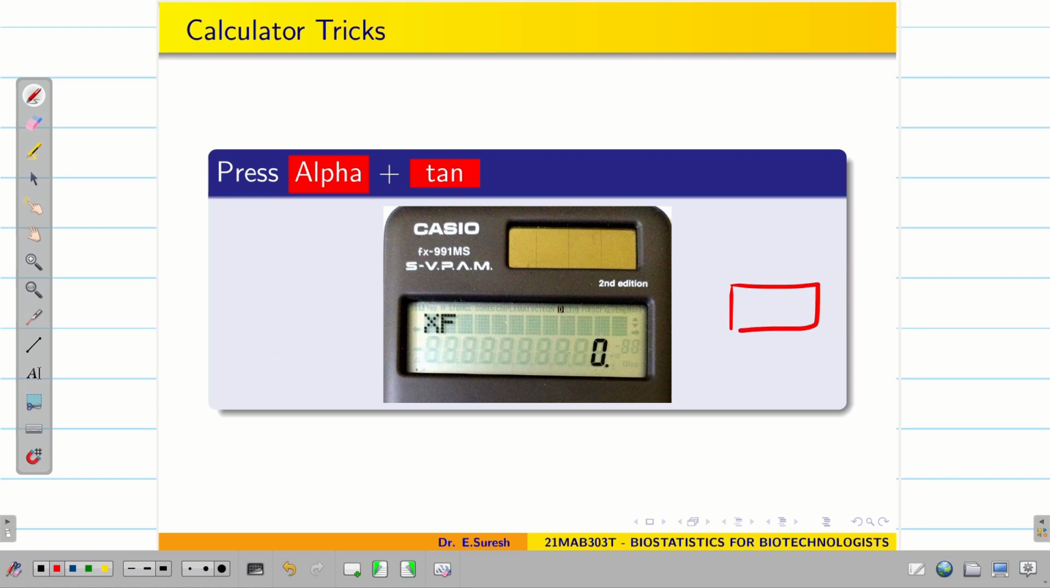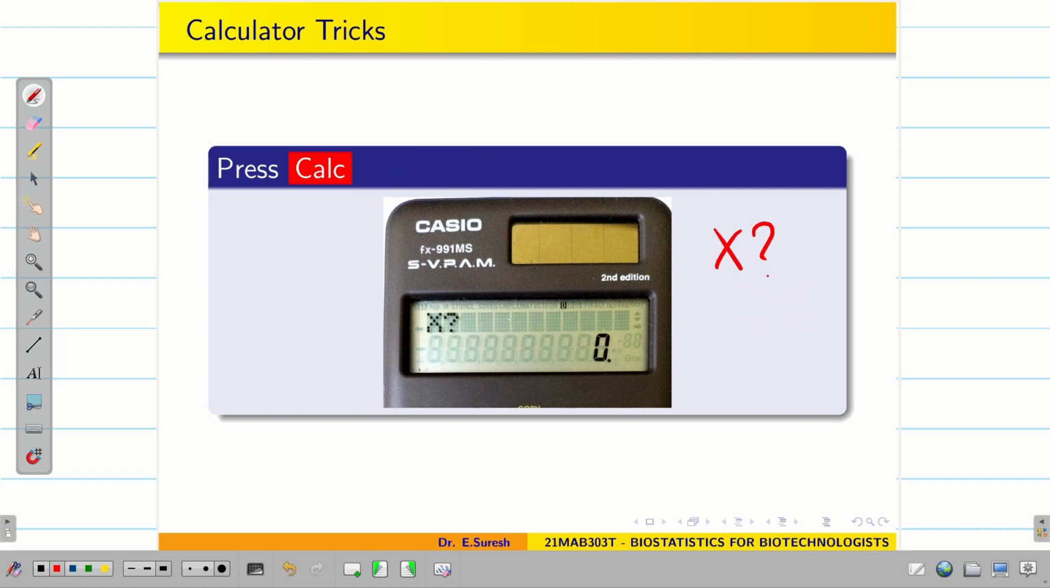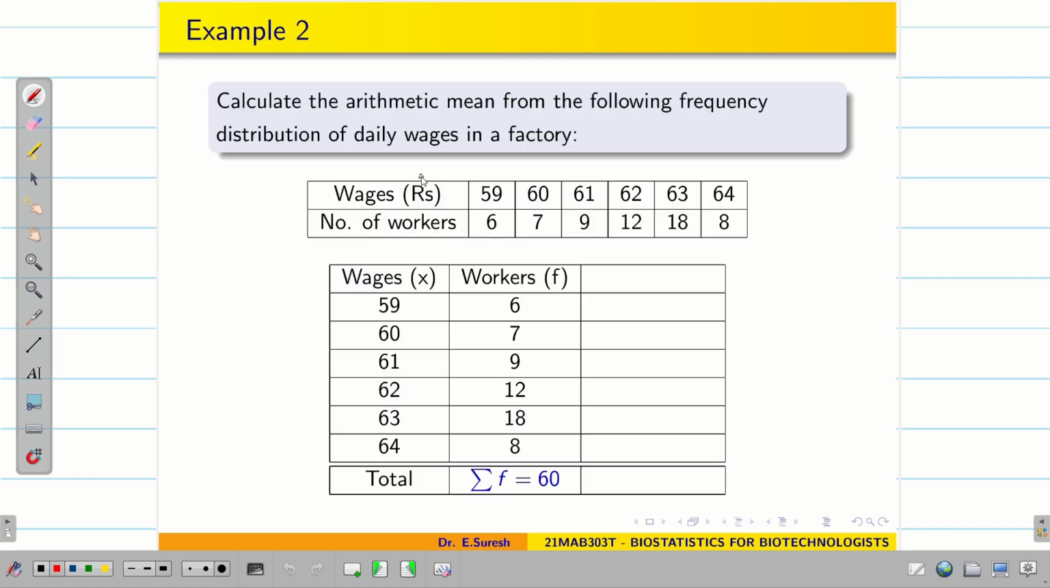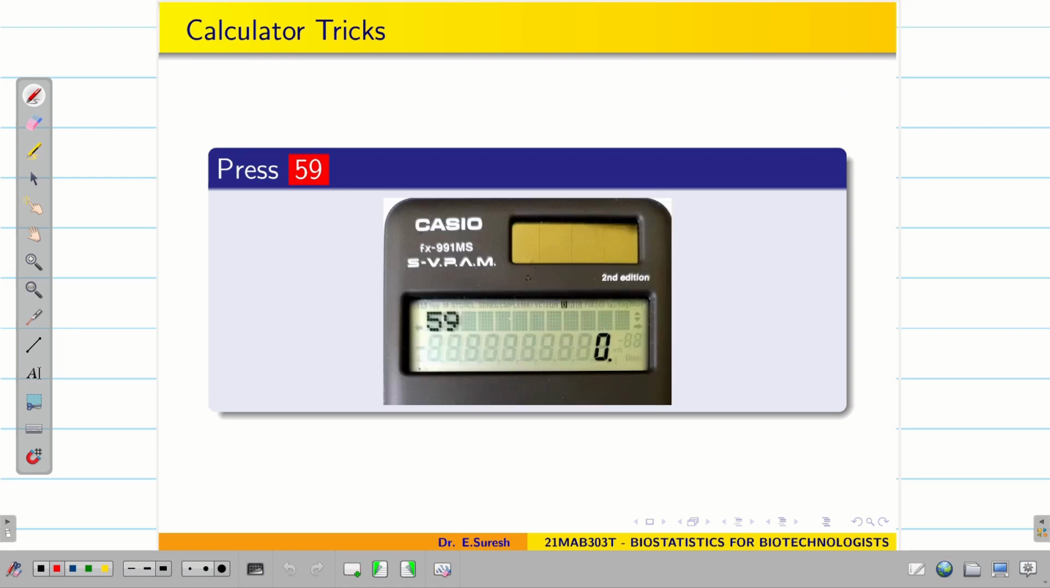Then you can see a button called calc. When you press the calc button, your calculator will ask for X value. Now from the table, you have to enter the X value. So my first X value is 59. So enter 59 in the calculator like this and then press the equal to button.